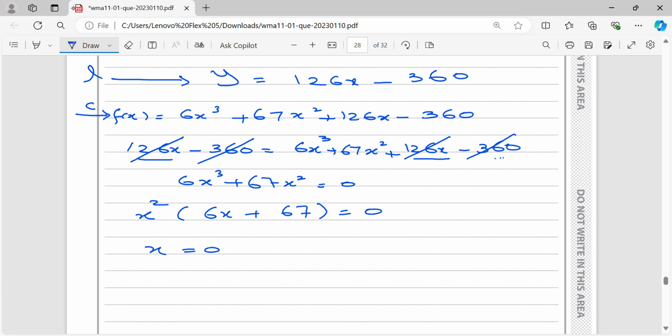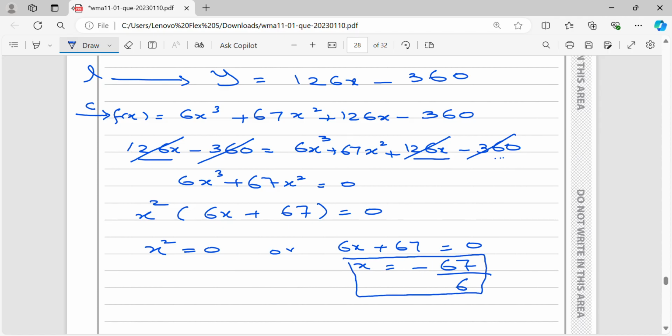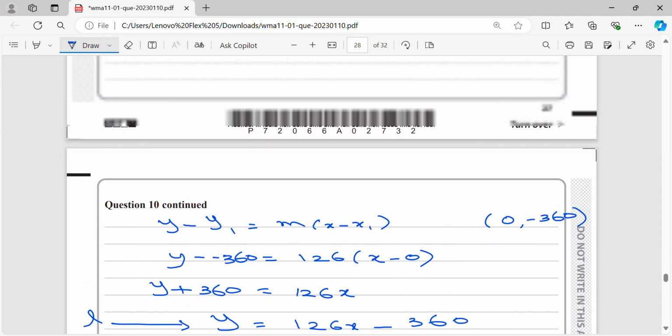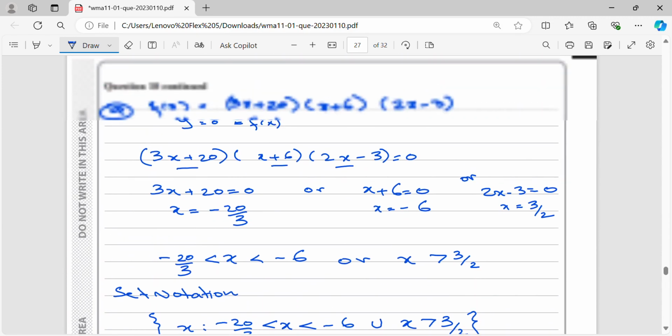Either x squared equals 0 or 6x plus 67 equals 0. So x equals minus 67 over 6. All right, so this is the x coordinate of P. x equals 0 cannot be the answer because that is the other point where the curve and line intersect each other. This is the answer for part C from question 10.